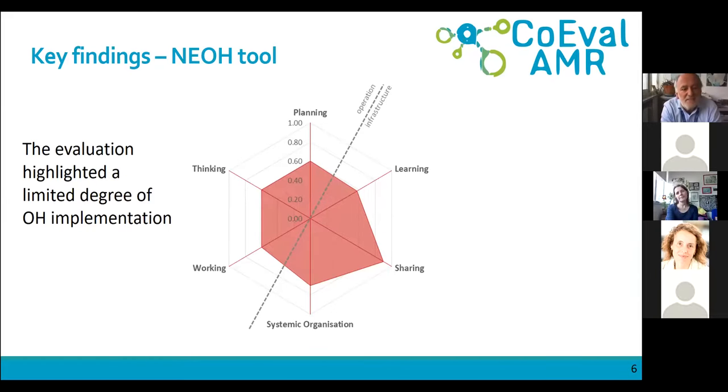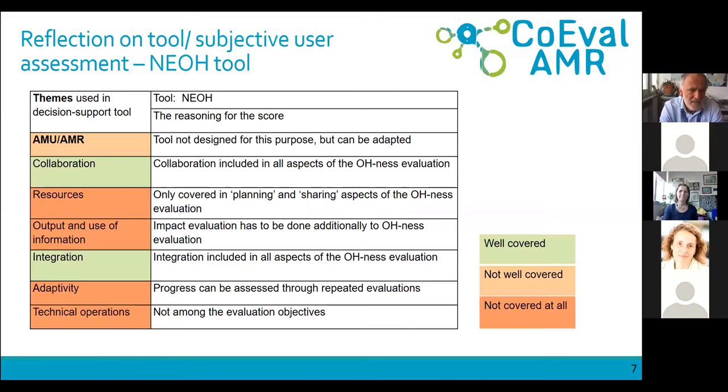As illustrated in the spider diagram, the evaluation of the Classifarm system shows a limited degree of One Health implementation, and the part concerning the infrastructure and systemic organization had the highest score. It is quite imbalanced, because the animal health component prevailed over the human and the environmental component of our system. Next slide, Laura. Thank you.